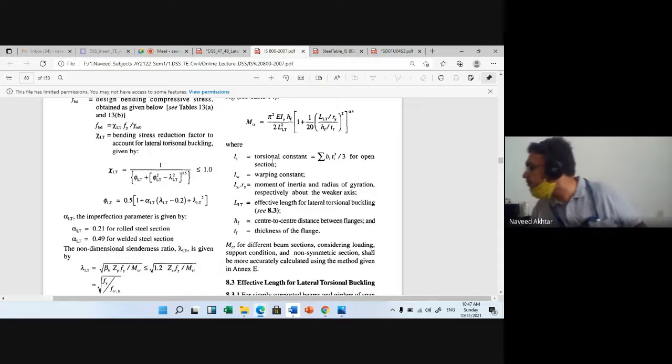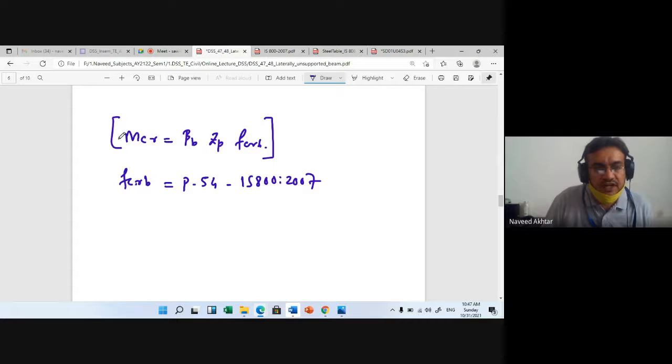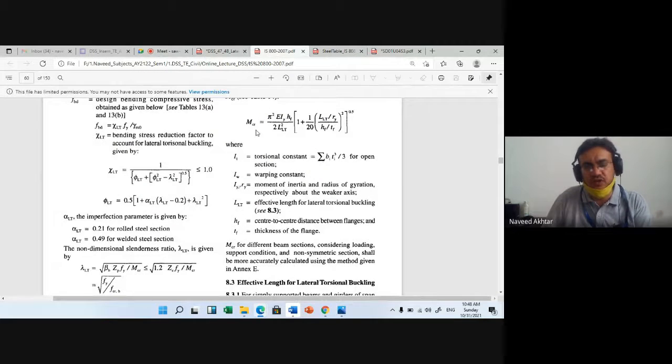Again, MD is equal to FBD into ZP into Fy by gamma. MCR you can find out, and that MCR should be found with another formula, that is beta B ZP into Fy. So both ways you can go.